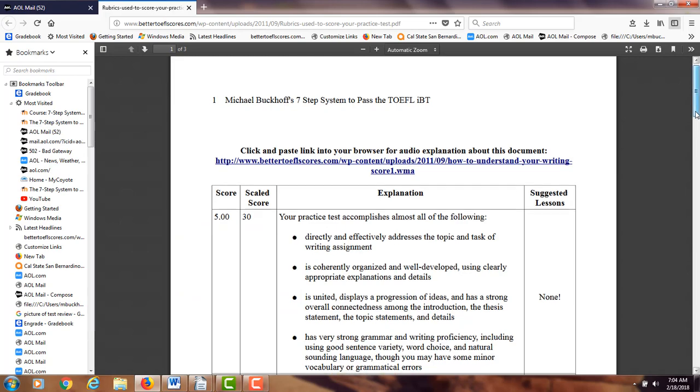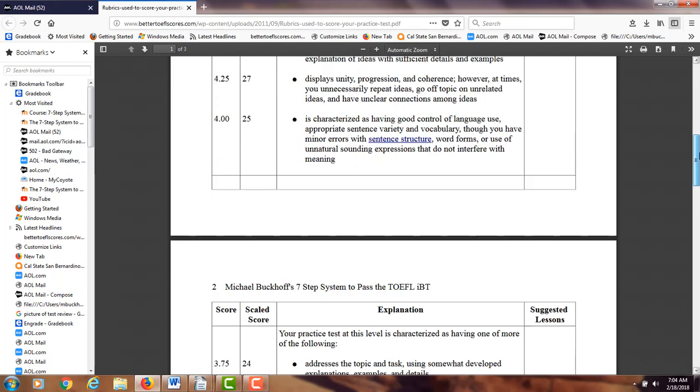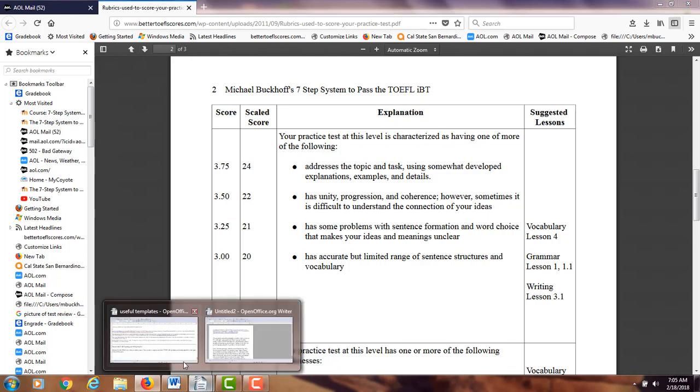So I think for the most part, I'm going to put you at, if you look at 3, it says you have some problems with sentence formation and word choice. I think that is part of it. Using somewhat developed explanations, examples, probably you can develop the introduction a little bit more. So overall, I think it's a pretty good essay, and your body paragraphs are very well developed. So that's a good thing.